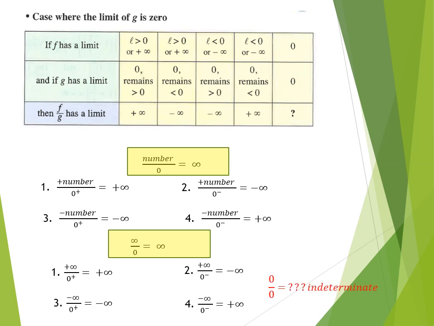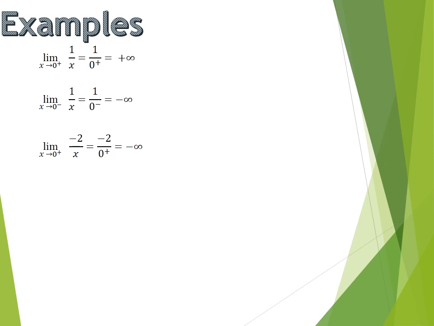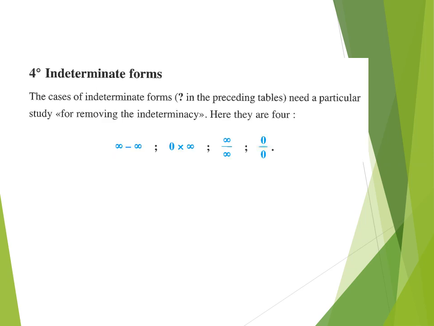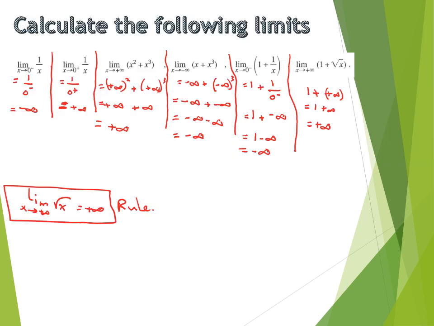So now we got 4 cases: 0 over 0, infinity over infinity, 0 times infinity, and plus infinity minus infinity are indeterminate cases. These are indeterminate cases. What do I do when I have an indeterminate case?